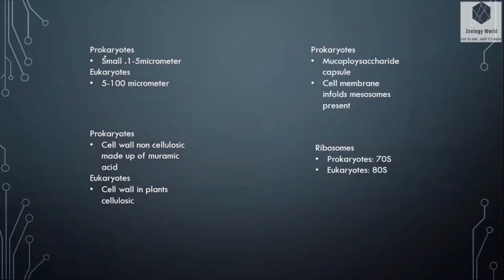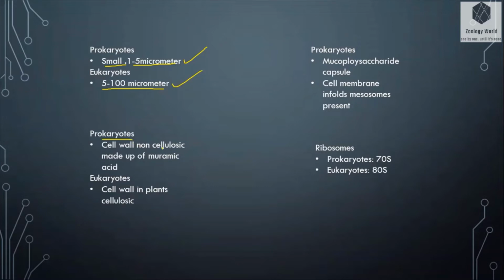The size of the prokaryotic cell is generally smaller, about 0.1 to 5 micrometers, whereas the eukaryotic cells are larger in size, depending upon the activities performed by the cell. They can be 5 to 100 micrometers.